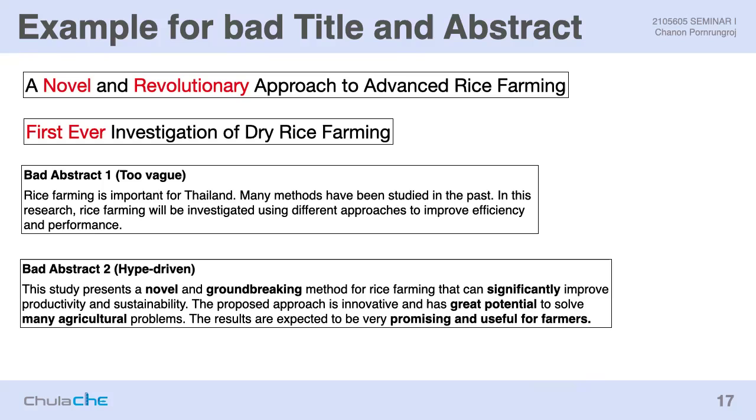Or hype driven, right? You're really into your work. You said this study presented a novel and groundbreaking method for rice farming that can significantly improve productivity and sustainability. The proposed approach is innovative and has great potential to solve many agricultural problems. The results are expected to be very promising and useful for farmers. Right? It's not only hype driven but also broad. When you read, you don't know what your proposed method or your system is. I cannot understand. It should be specific. You get my point.